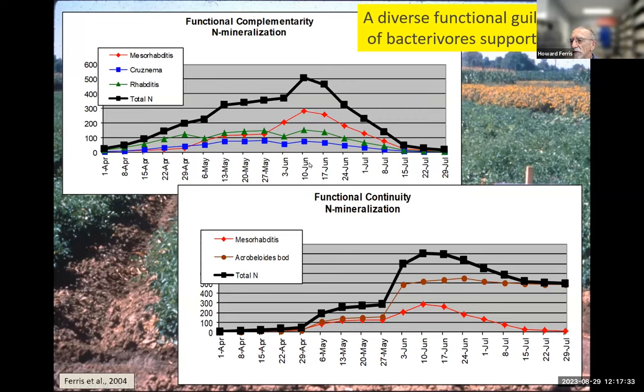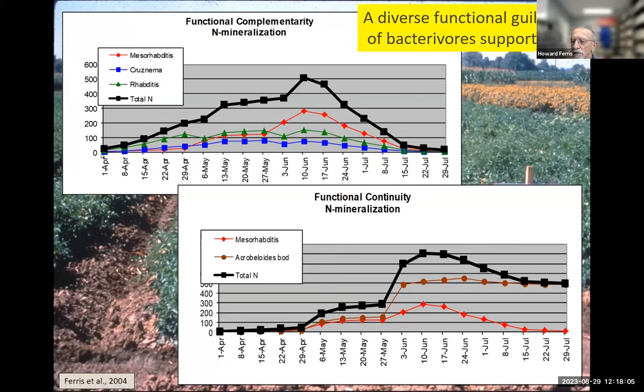And then when we get to the temperatures, we're getting warm in June and July, the populations of these nematodes decline. And this is the estimated amount of nitrogen being mineralized by these nematodes feeding. Interestingly, when that group of nematodes started to decline because the temperatures got too hot, this other group, which are more tolerant of higher temperatures, took over. So the function continued as long as there was a diversity of nematodes.